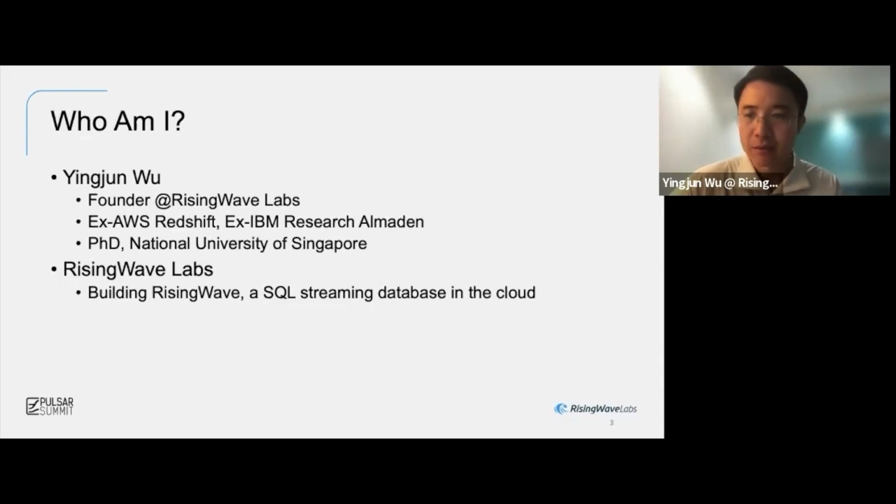Again, I'm Yingjun Wu, and I'm currently running a company called RisingWave Labs. RisingWave Labs is a database company that is building RisingWave, a SQL streaming database in the cloud. Previously, I was a software engineer at AWS Redshift and a researcher at IBM Research Almaden. I obtained my PhD from the National University of Singapore, majoring in database systems and stream processing systems.